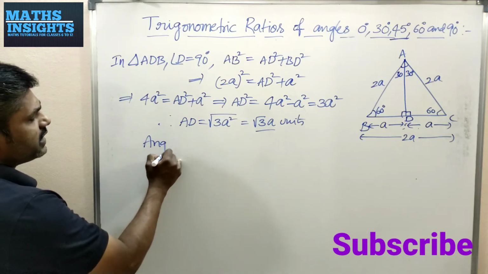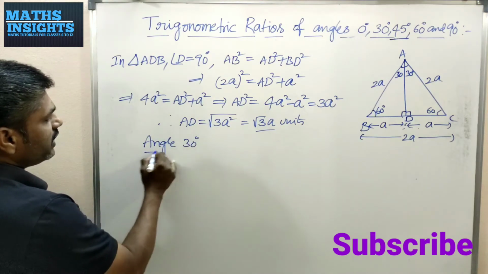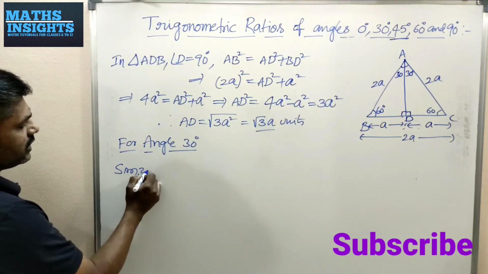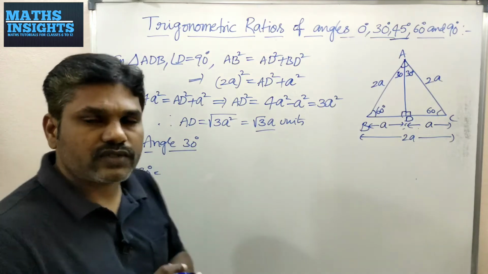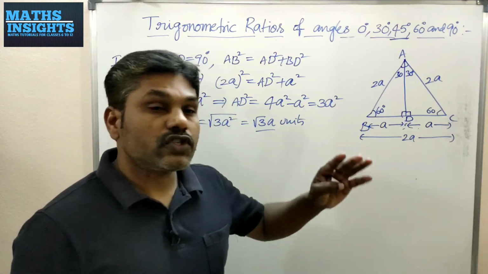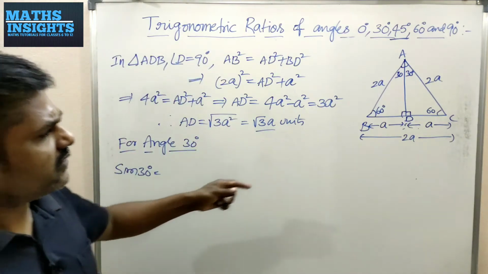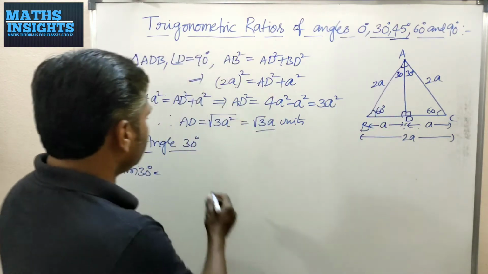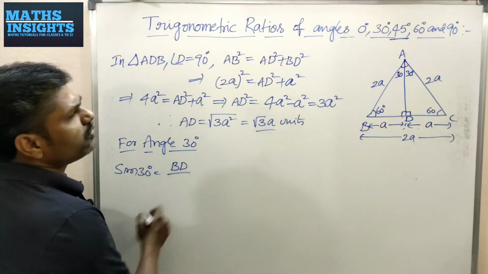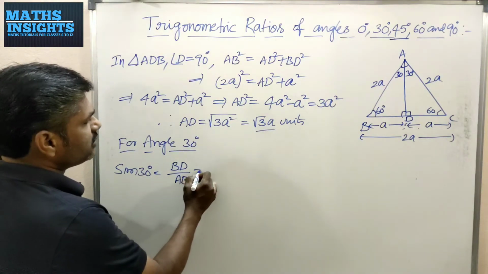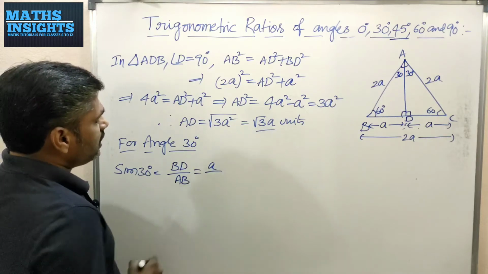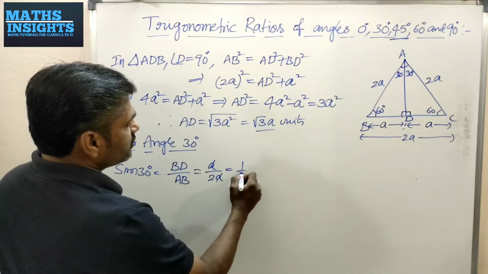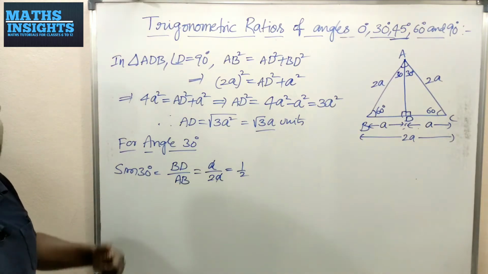Now I am taking here angle 30 degrees. For angle 30 degrees, first sine 30. As per the definition of sine, the side opposite to 30 degrees by hypotenuse. If you take this as 30 degrees, then the opposite side will become BD. BD by hypotenuse is AB. That is equal to BD value a and AB value 2a. If you cancel, you will get 1 by 2 as the value of sine 30.